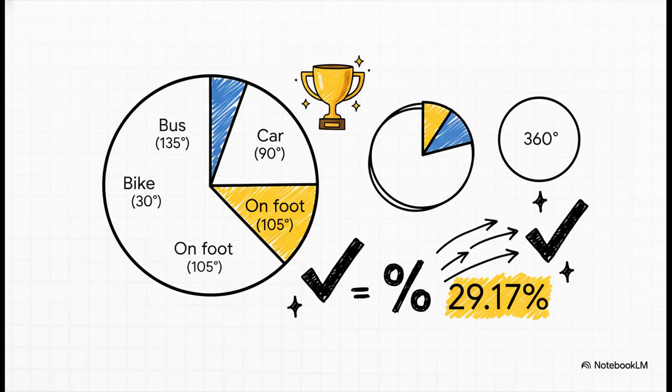You ready for the answers? The most popular way to get to school is the bus. Pretty easy to see since it has the biggest angle, 135 degrees. And for the percentage of students who walk, we do that same calculation again. 105 divided by 360 times 100, which gives us 29.17%. Nicely done.